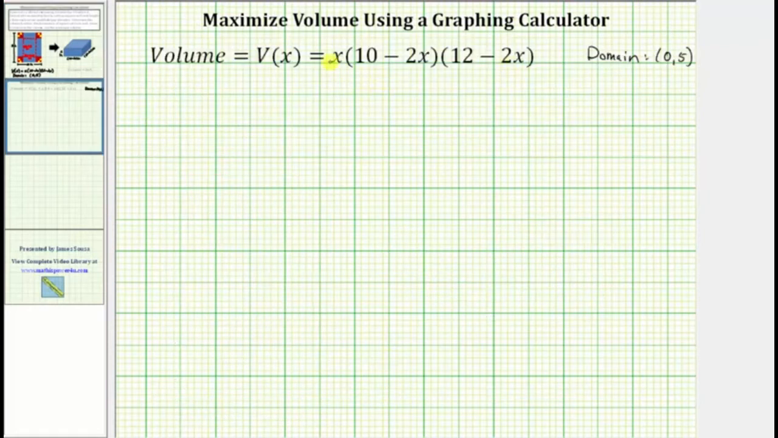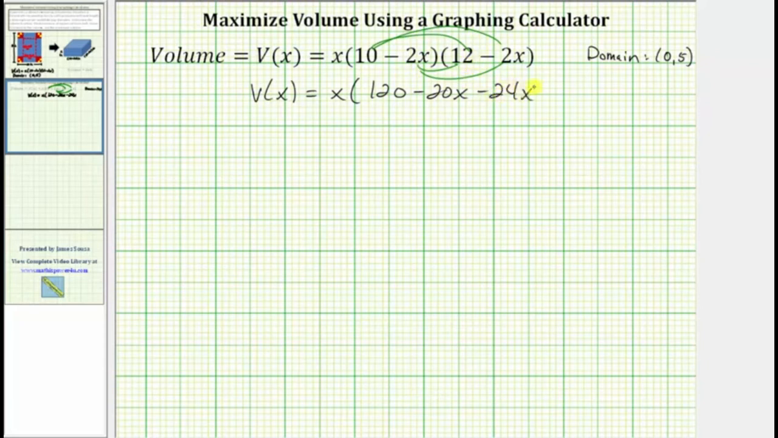So this is the volume function. Let's also multiply this out to show it in an expanded form. Let's first multiply the two binomials, which will give us four products. We have v of x equals x times the quantity 10 times 12 equals 120. And we have 10 times negative 2x, which is negative 20x, or minus 20x. And then we have negative 2x times 12, which is negative 24x, or minus 24x. And then negative 2x times negative 2x is positive 4x squared. We have plus 4x squared.